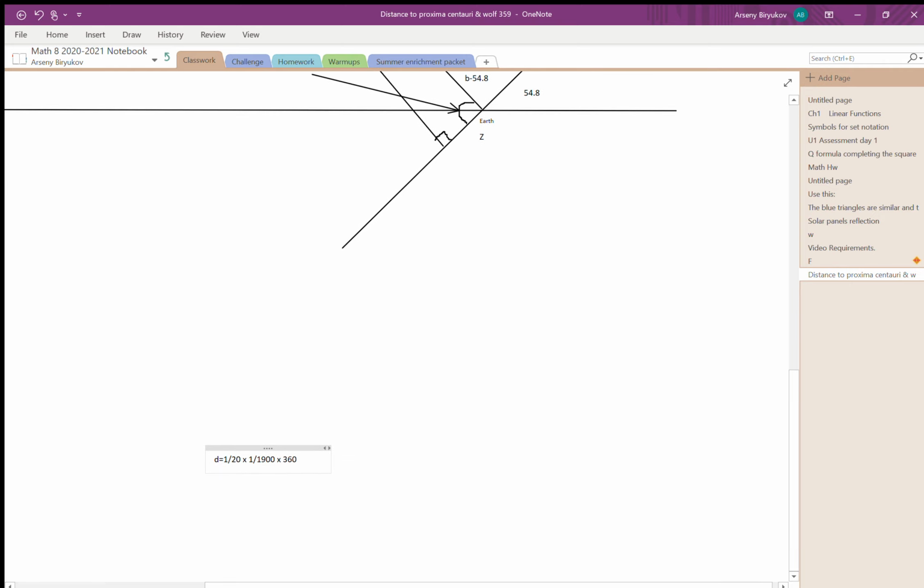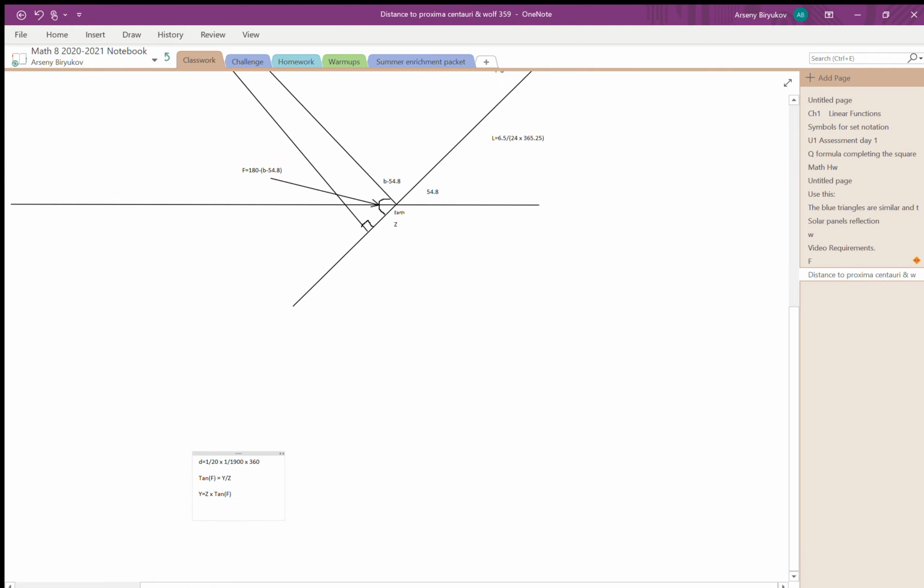Now that we have this right angle triangle, we can say that tangent of F is equal to Y divided by Z, because Y is the opposite and Z is the adjacent. From here, we can change this equation into Y equals Z times tangent of F by multiplying both sides by Z. Simultaneously, we can also say that tangent of (F minus D) is equal to Y divided by (L plus Z).